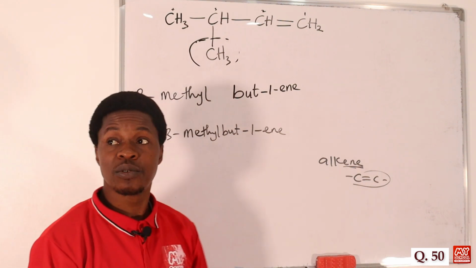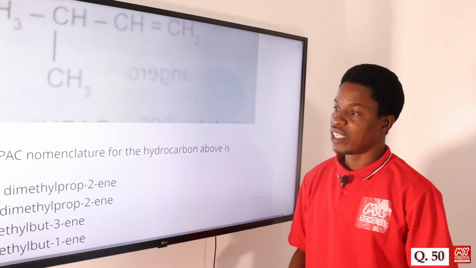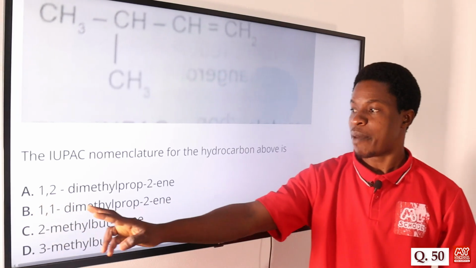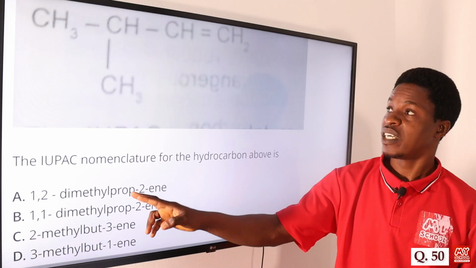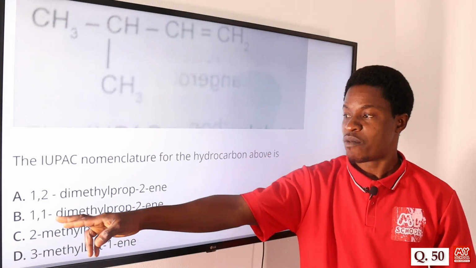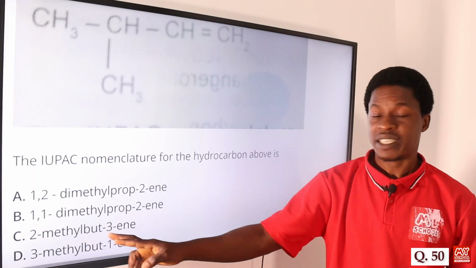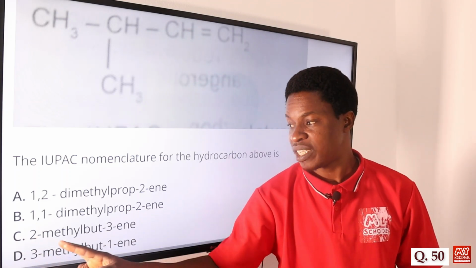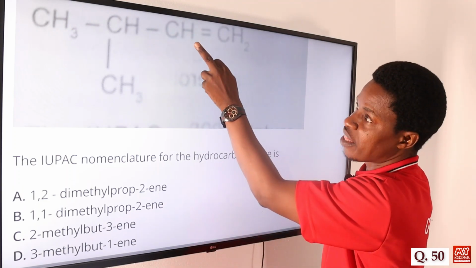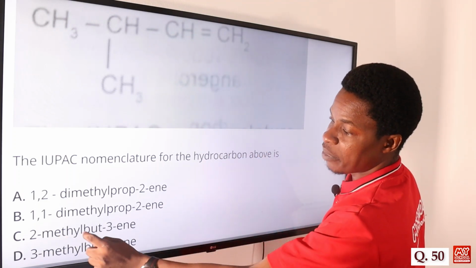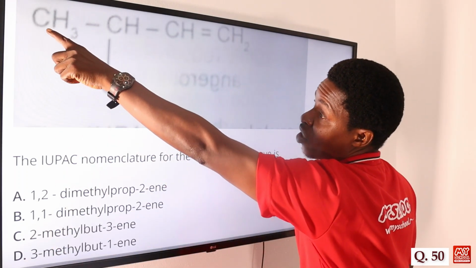Let's move back to the screen and see what the IUPAC nomenclature for the hydrocarbon is. Option A says 1,2-dimethylprop-2-ene, which is saying we have 3 carbons as the parent chain. That is not it. Option B is 1,1-dimethylprop-2-ene, which is not correct. Option C says 2-methylbut-3-ene. If it is 2-methyl, we are saying that the methyl group CH3 is on carbon 2, which means it was counted from here, 1, 2.